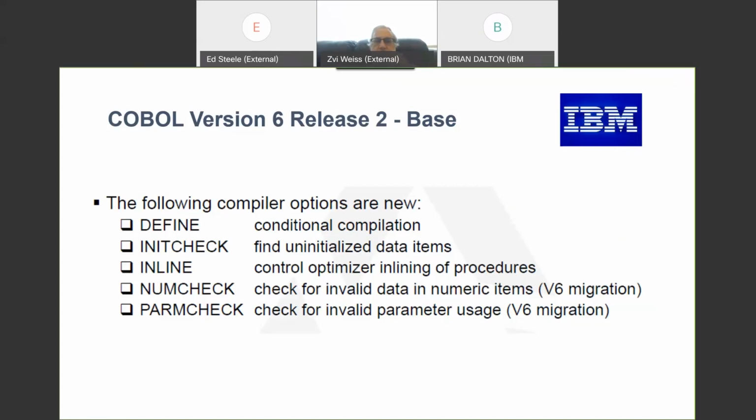Then there's num check to make sure you have valid data that is numeric, and then parm check to ensure that parameters that you're passing are also valid and meet specifications. And those last two you can use very well when you're migrating to COBOL version 6. It'll help you make sure your code is up to snuff before you migrate.